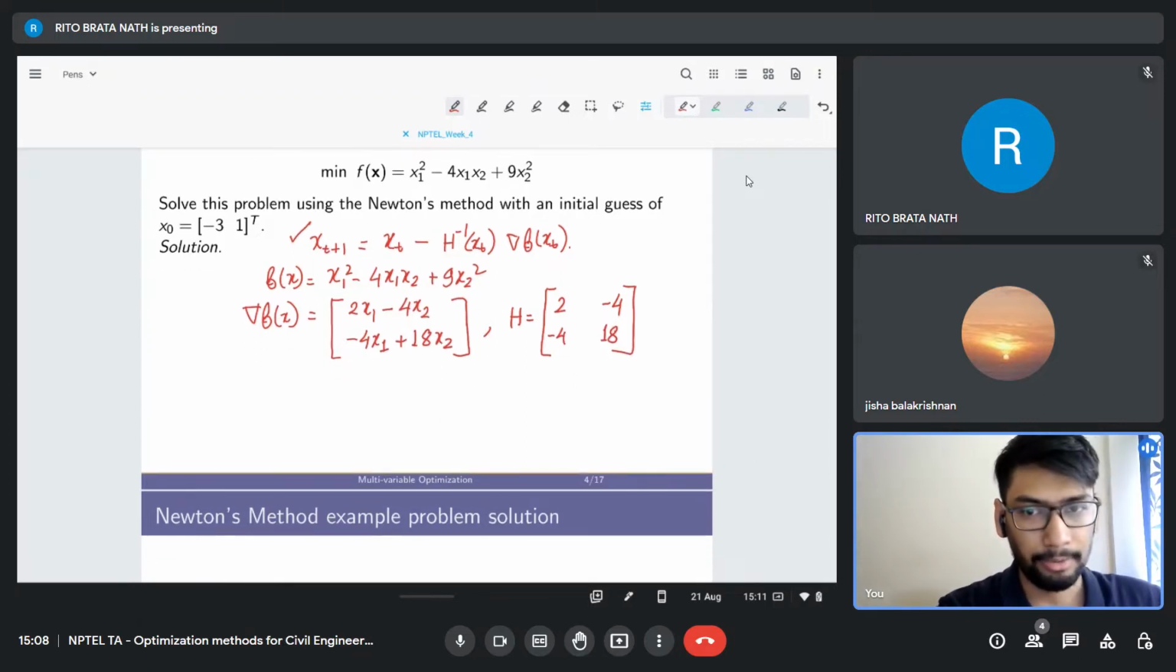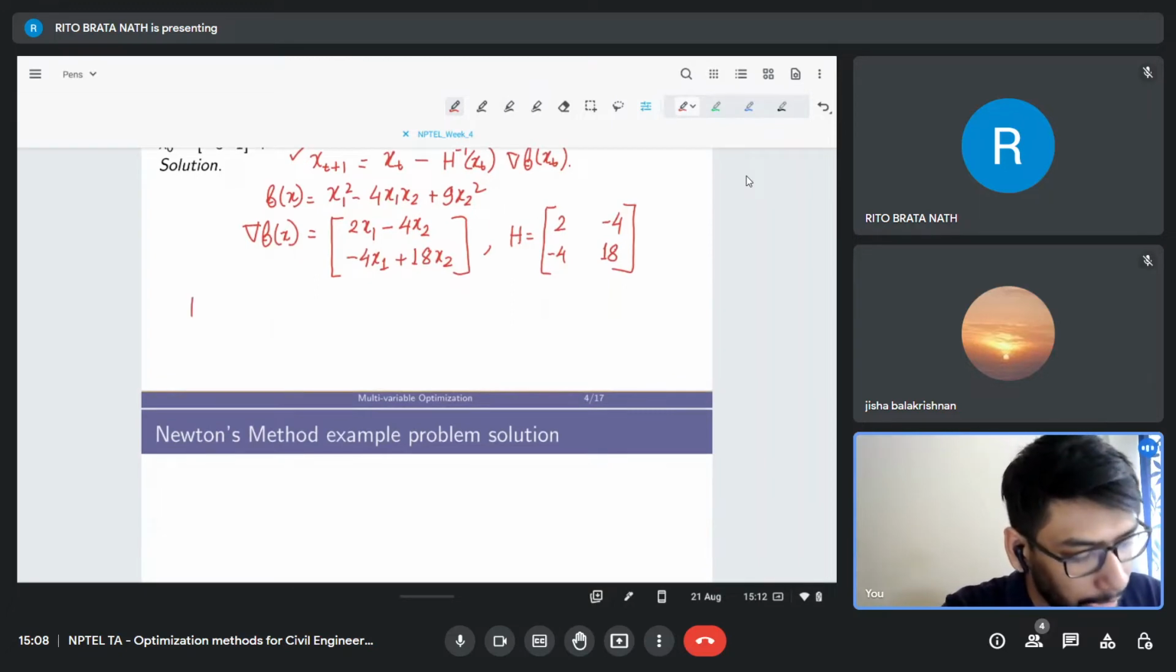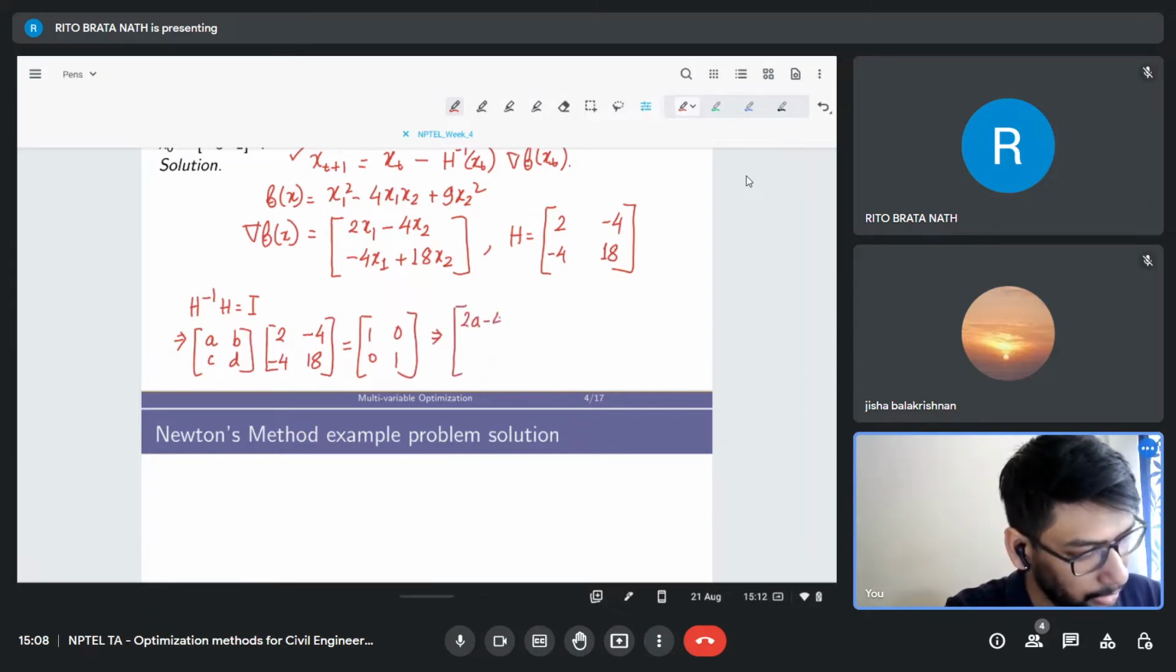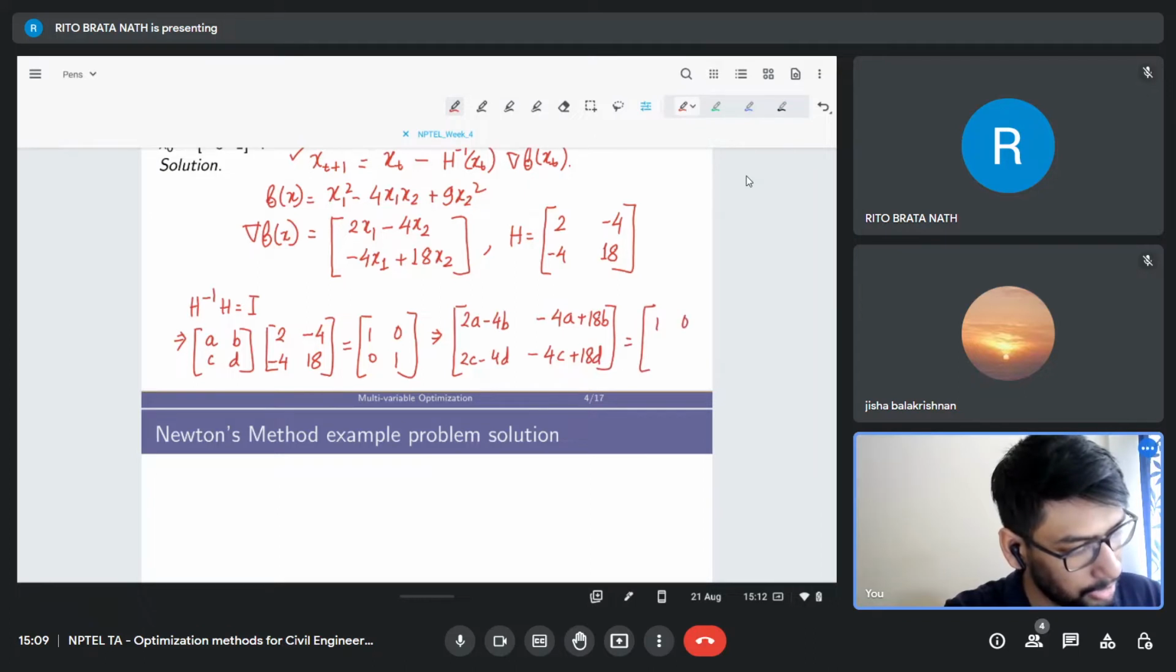So the next step is to find out the inverse of the Hessian matrix. That you can find out using a simple rule, which is you can write it as H times H inverse equals identity. And what you can do, you can assume four terms of H inverse as a, b, c, and d. And your H is nothing but 2, minus 4, minus 4, and 18, and this will be equal to 1, 0, 0, 1. So if you evaluate this, you will get 2a minus 4b. This will be your first term. Your second term will be minus 4a plus 18b. This term will be 2c minus 4d. This term will be minus 4c plus 18d. And this will be equal to 1, 0, 0, 1.